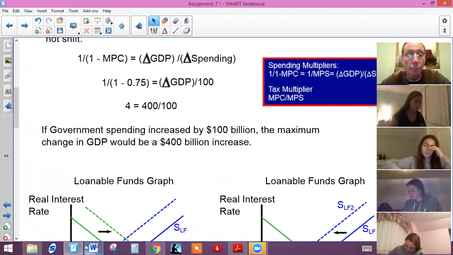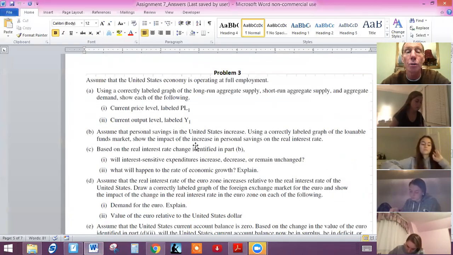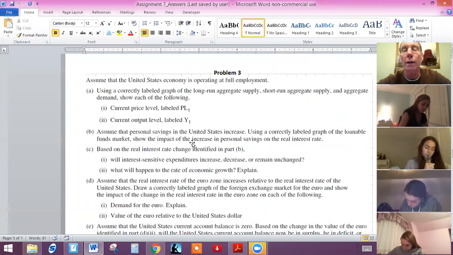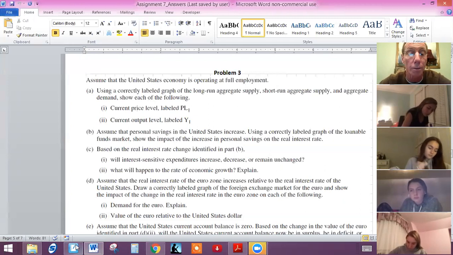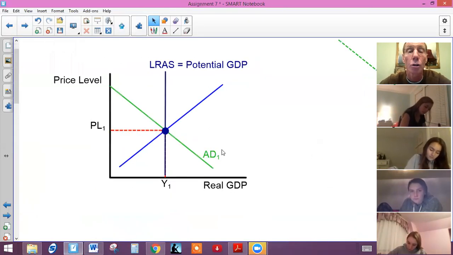So problem 3 is very much like problems 1 and 2, except with a little bit of a twist. This time we're going to draw the same long run, short run aggregate supply, aggregate demand graph, but this time the U.S. is operating at full employment. So we're going to draw it like this, as you should already know.